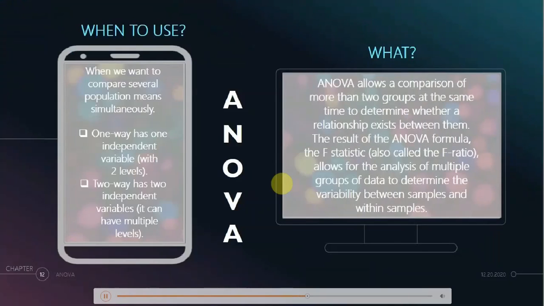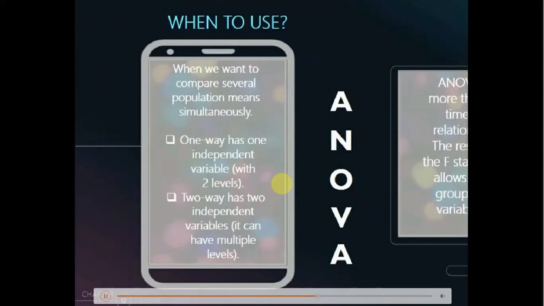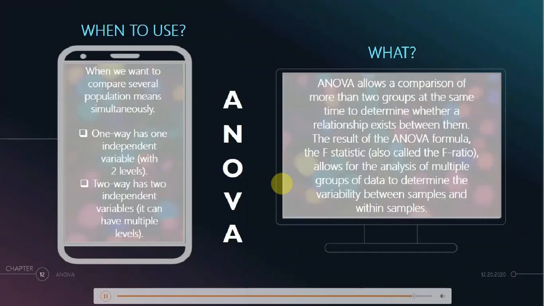Okay, when should we use the ANOVA? The ANOVA is used when we want to compare several population means simultaneously. There are two types of ANOVA, which are one-way and two-way. One-way has one independent variable with two levels, while two-way has two independent variables and it can have multiple levels.